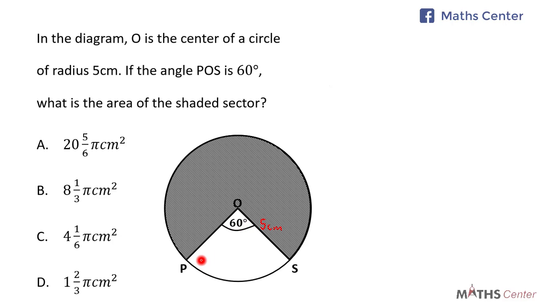So if the unshaded sector has an angle of 60 degrees, then the angle of the shaded sector will be 360 degrees minus 60 degrees, which will give us 300 degrees. So the angle of the shaded sector is 300 degrees.